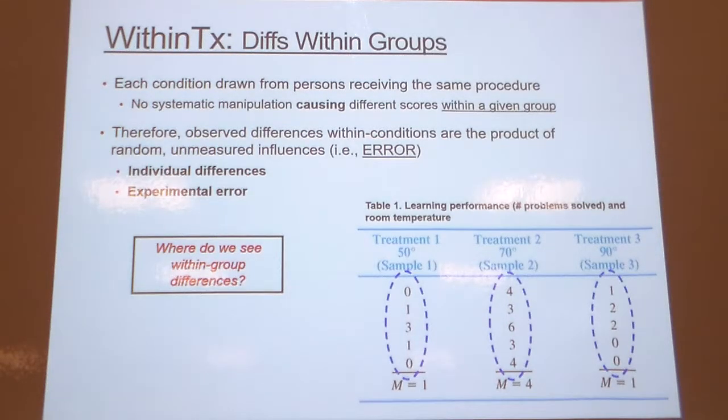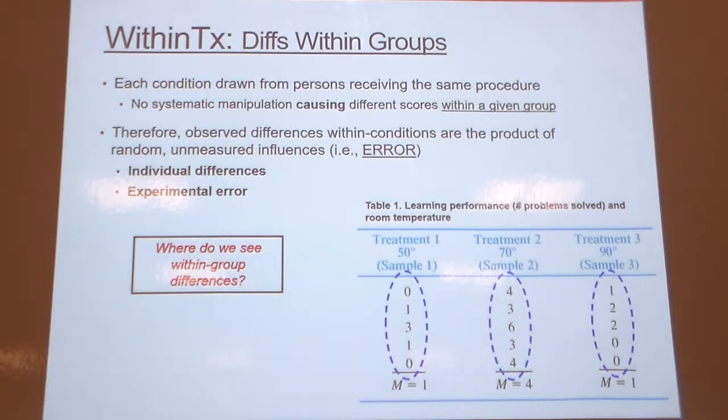But as soon as we don't have that, if there are other things going on in the model that we're not accounting for, what do we call that, Stephanie? Error, yeah. So within our ANOVA design, we're seeing differences within each one of these groups, and those differences tell us there's other stuff going on that's driving performance that we're not accounting for. And if we're not accounting for it, it's error.